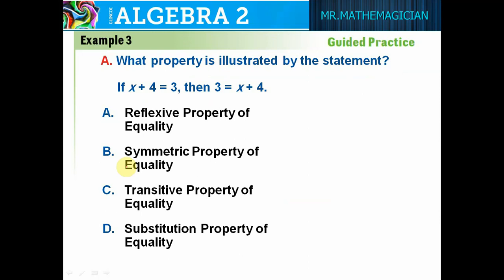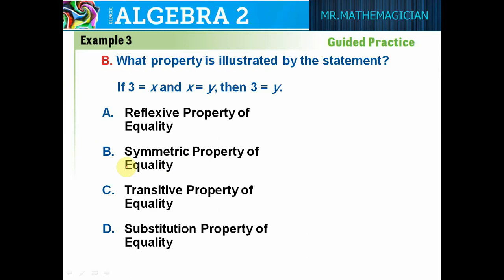Now it's your turn to answer. What property is illustrated by the statement if x plus 4 equals 3, then 3 equals x plus 4? What to choose? Reflexive, symmetric, transitive, substitution. Is it A, B, C, or D? Yes, it's the symmetric property of equality.